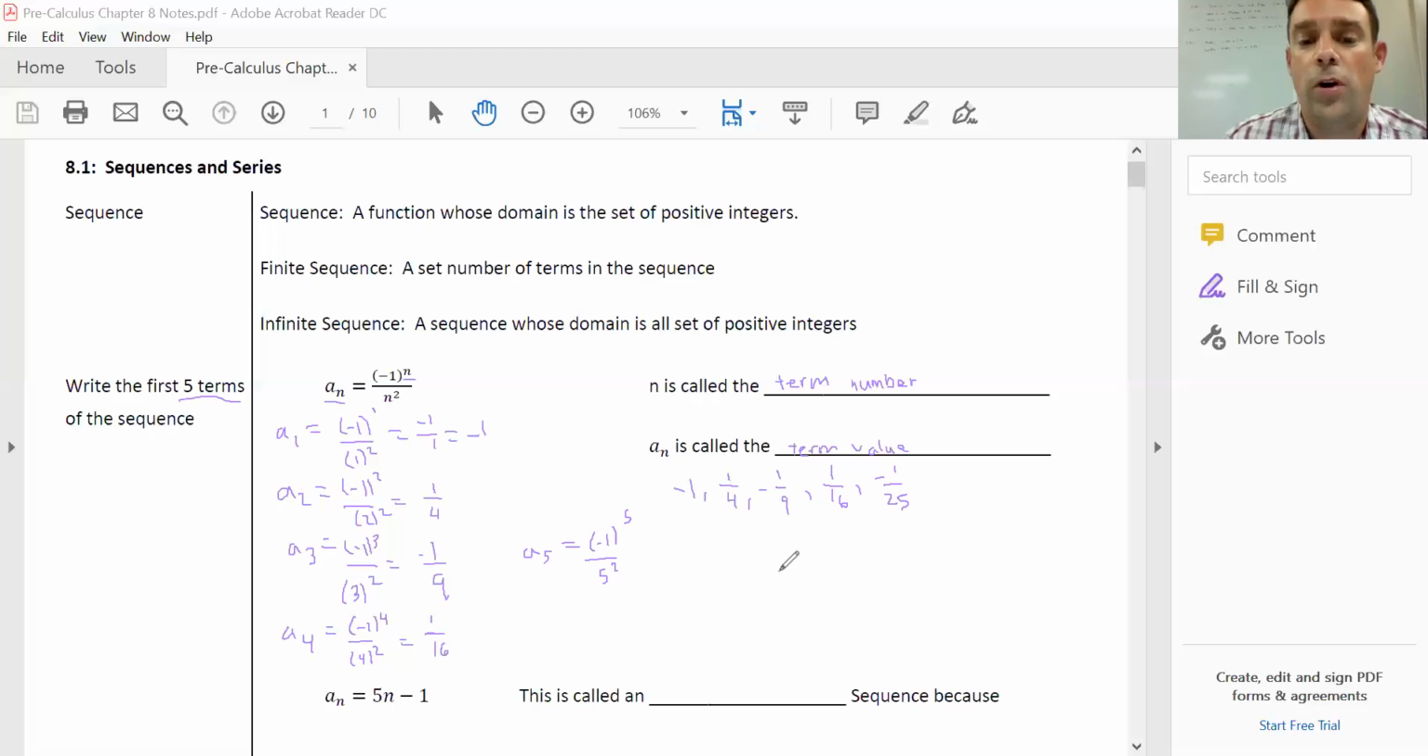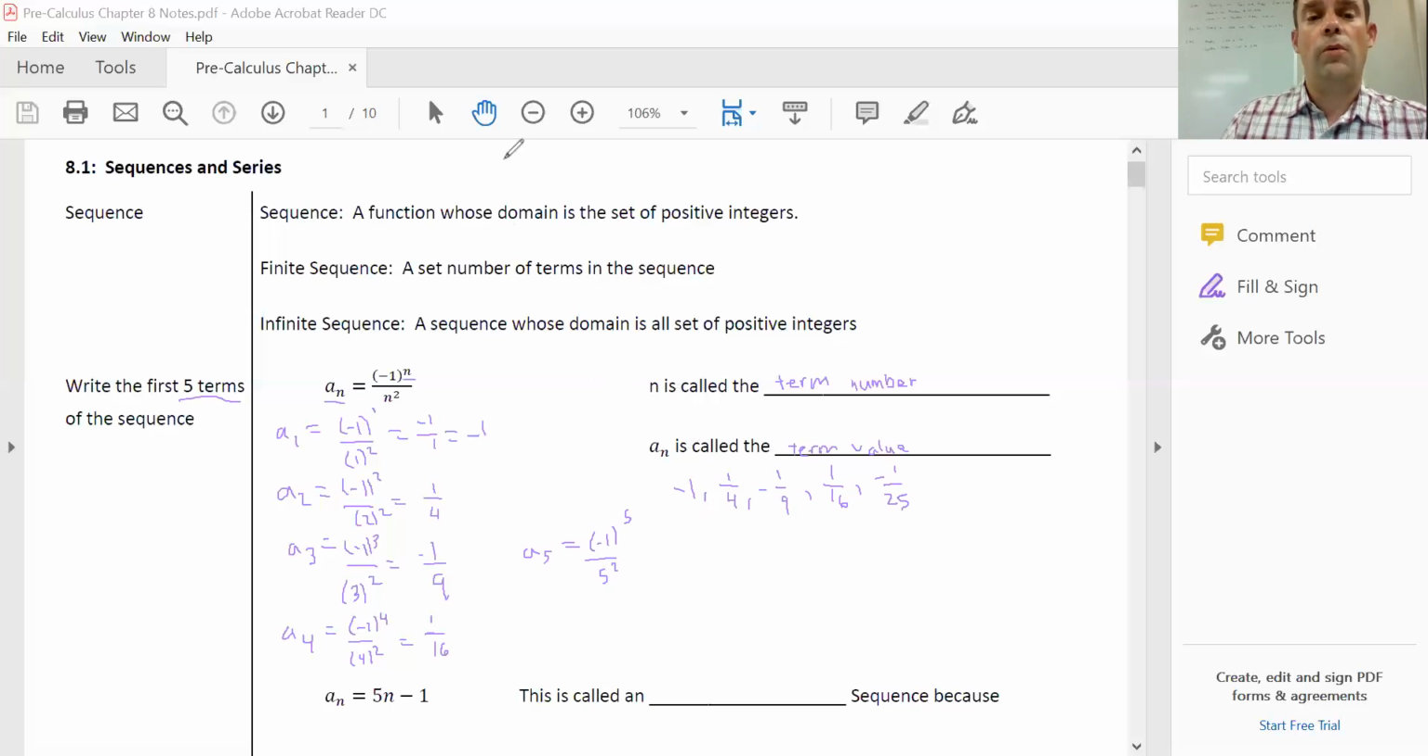So each one of these is a term value and the place where it is in the sequence. So this is our first term, and the value is -1. N is the term number, a sub n is the value.